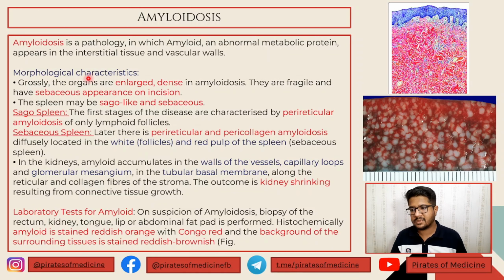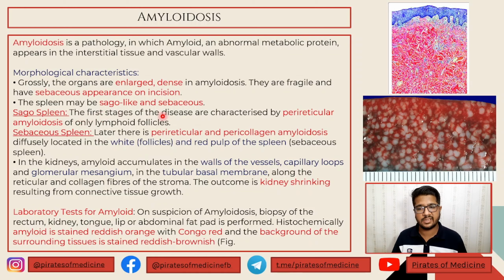Grossly, the organs are enlarged and dense in amyloidosis. They are fragile and have a sebaceous appearance on lesion. The spleen in amyloidosis is sago-like. Sago is a type of rice, Japanese rice, I think. So sago spleen is characteristic for the first stages of amyloidosis.